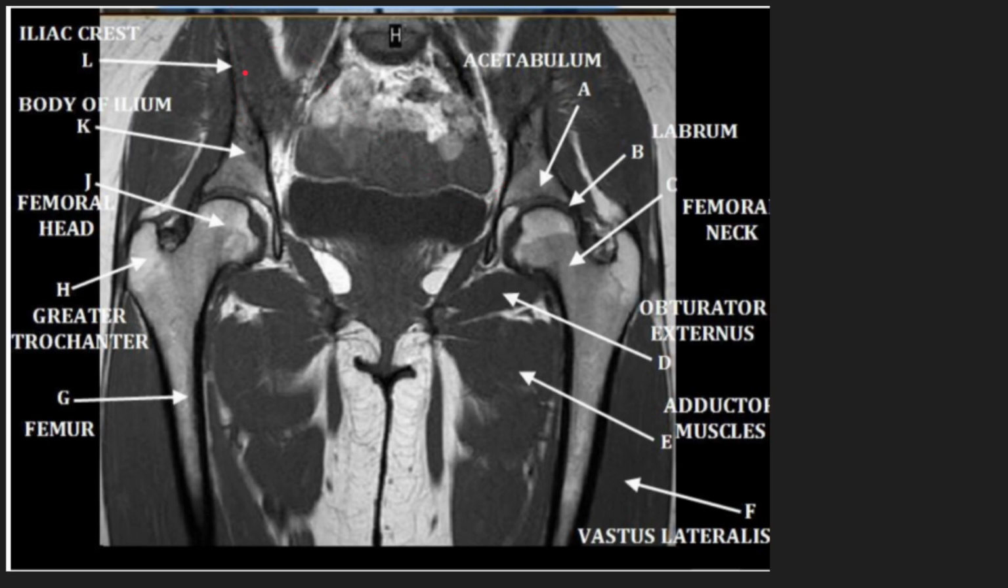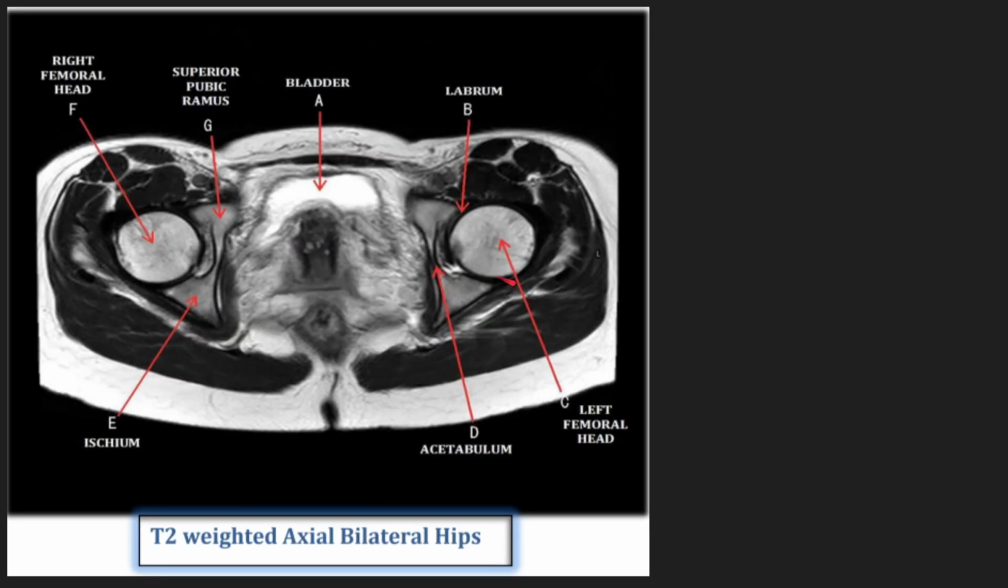You have the iliac crest, body of the ilium, femoral head, greater trochanter and the femur, vastus lateralis here, abductor muscle here, obturator externus, again femoral neck, labrum, and acetabulum, left femoral head, acetabulum, labrum, bladder, superior pubic ramus, right femoral head, and ischium.